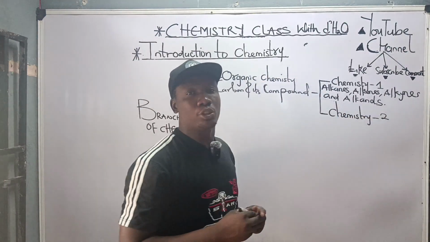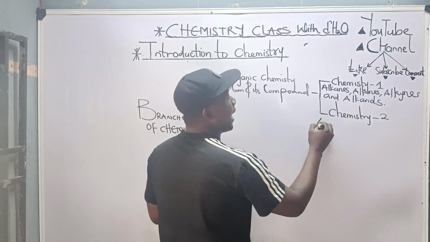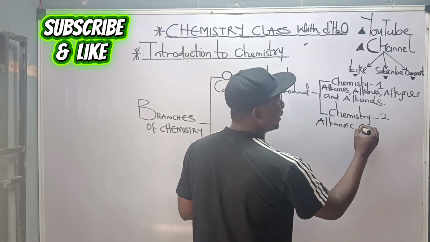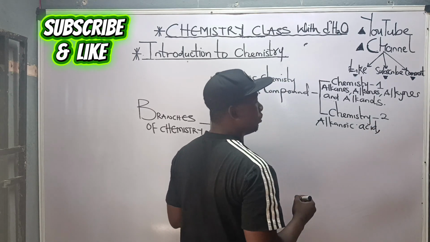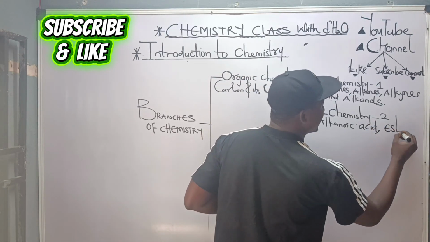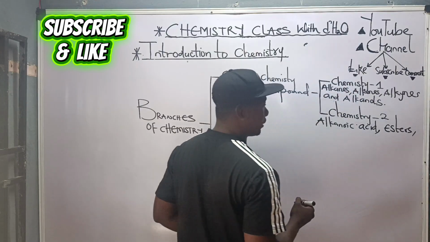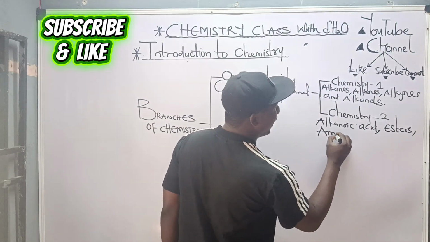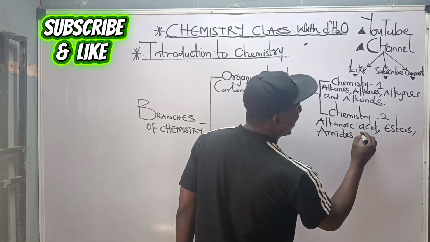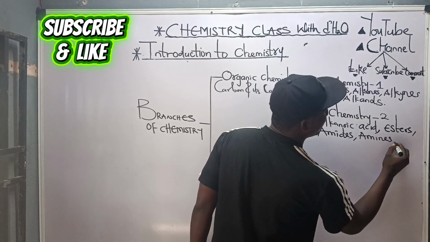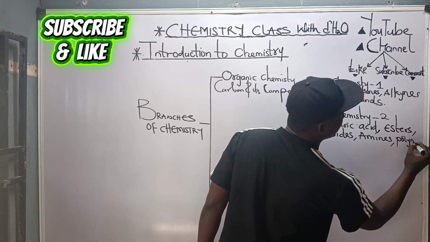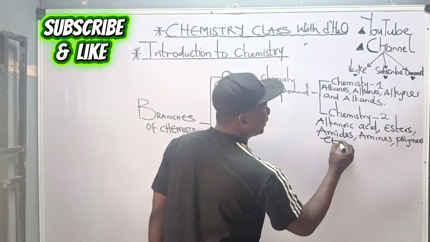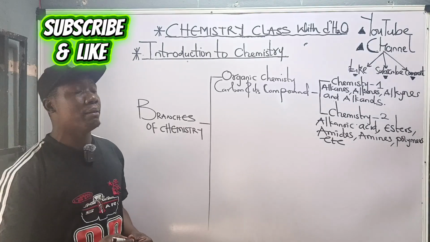Now, when we talk about organic chemistry 2, you have alkanoic acid. We'll talk about that in our later videos. You have esters. You have amides. You have amines. You have polymers like your carbohydrates and proteins, etc. This is what you have in organic chemistry 2.